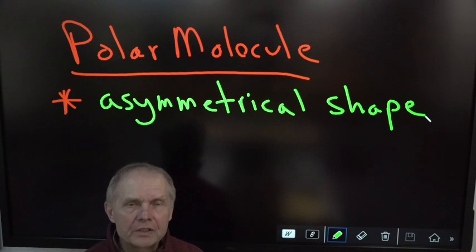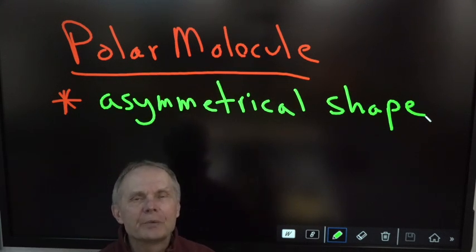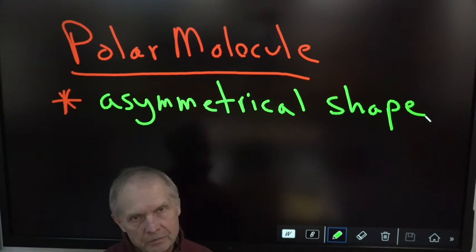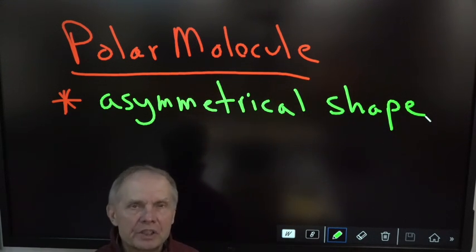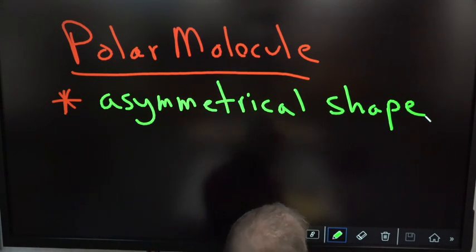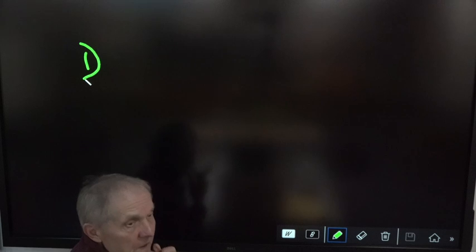So for a polar molecule, it has to have an asymmetrical shape. So we're going to do a couple of them. All right, we'll do a couple and see if they have an asymmetrical shape. So this will be number 1 underneath polar. Polar molecule. Well, we're going to do this one again.